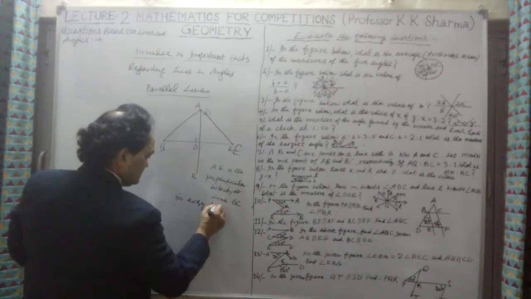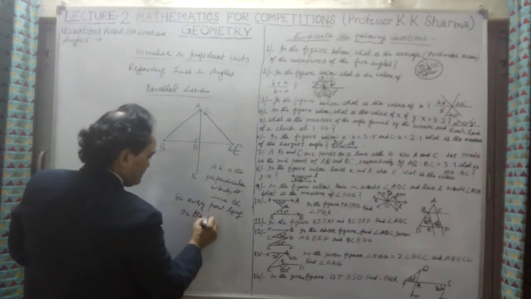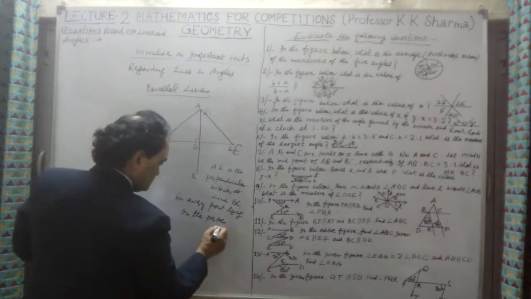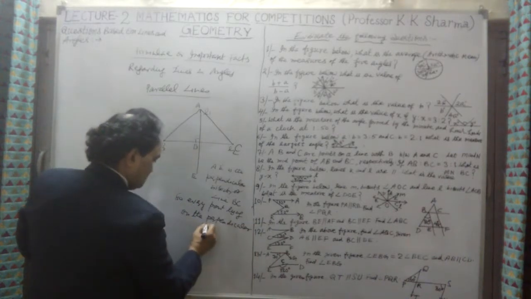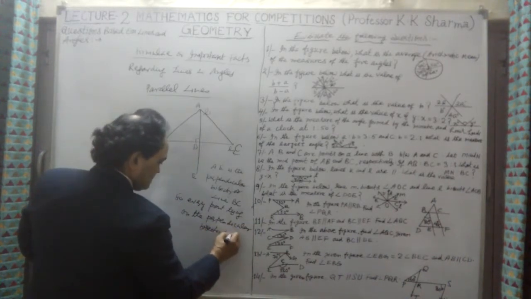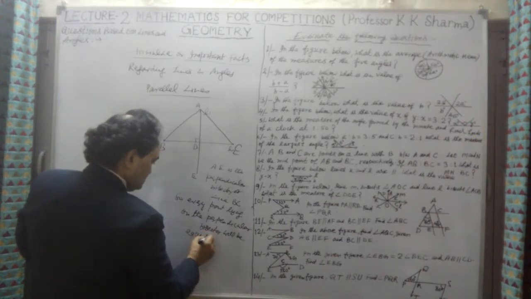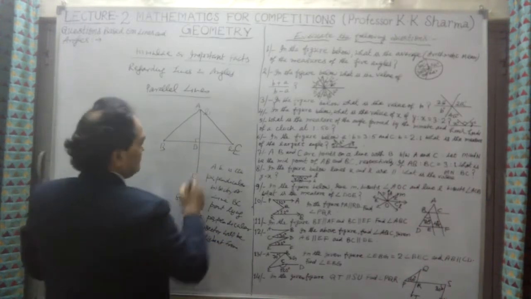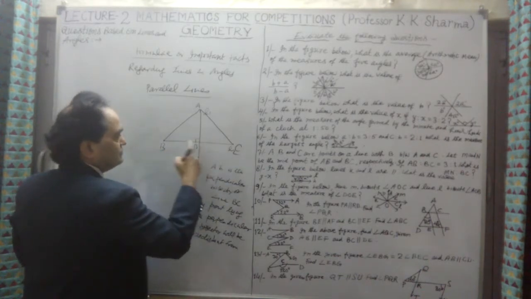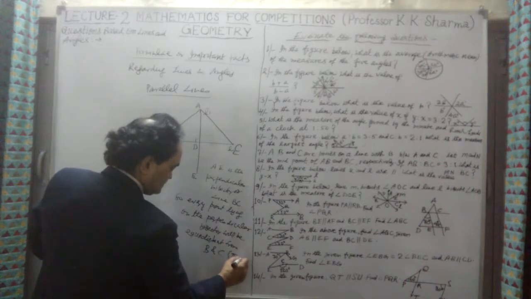Every point lying on the perpendicular bisector will be equidistant from the vertices B and C, from BC, from B and C, the vertices.